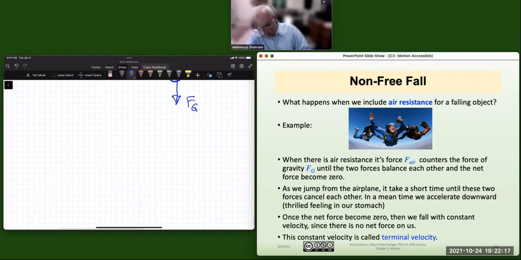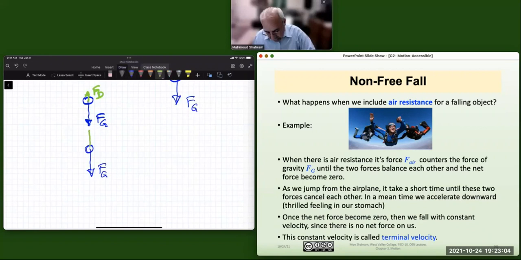So let's look at a person or an object coming down from a height. Initially, the force of gravity, Fg, is pulling down. Then the force of drag starts building up. So you have a small Fd here until this thing drops down some distance. The force of gravity still stays the same. Fg is the same, but the drag force is increasing now.